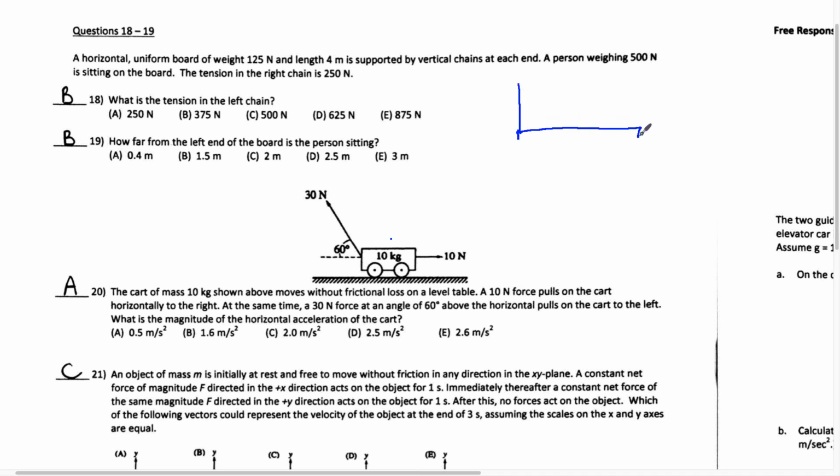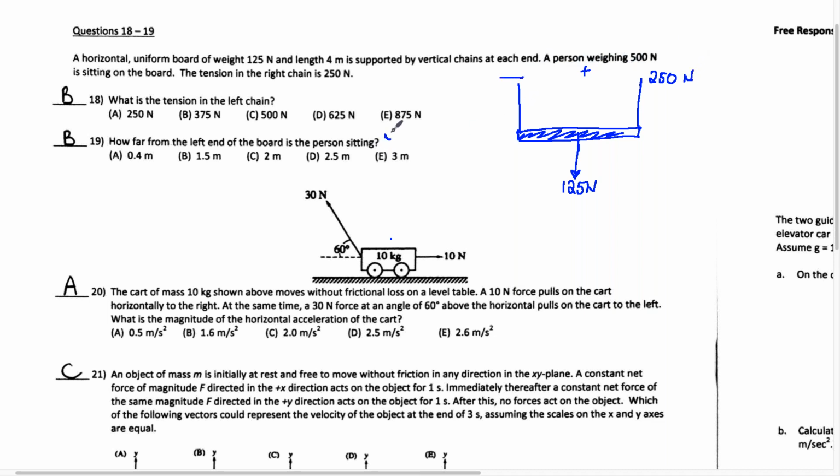So the question is, there's this board, and the weight of the board is directed at its center of mass, 125 newtons. We know that the board is 4 meters long, and there's also a person with a weight of 500 newtons that's sitting somewhere on the board. We don't know where, but there's a total of 625 newtons of downwards force between the board and the weight. The tension in the right chain is 250. So for the left chain, we have to add the 250 to get up to the 625 newtons.